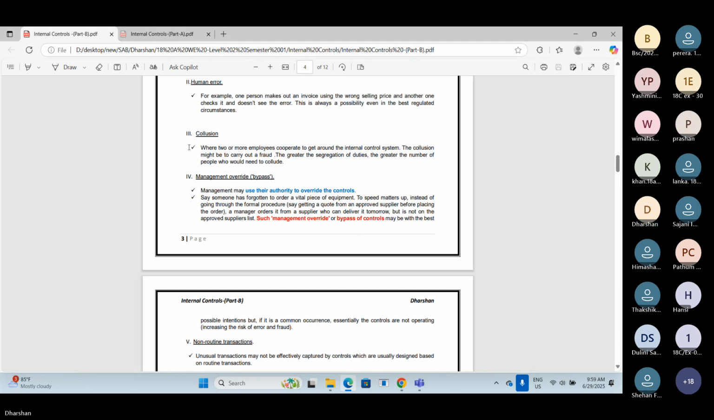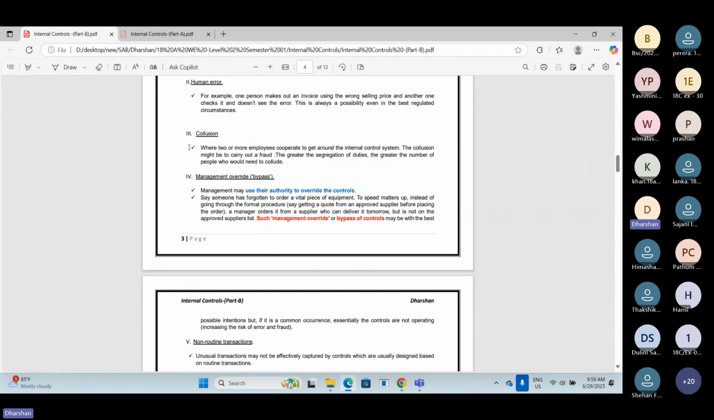But 2 people, they can together do collusion easily. If 2 people are there, those 2 people can get together and easily do collusion, fraud activity. If 5 people are there, they may face difficulty taking the other 3 people into their collusion. Okay, that's the meaning given in this sentence.